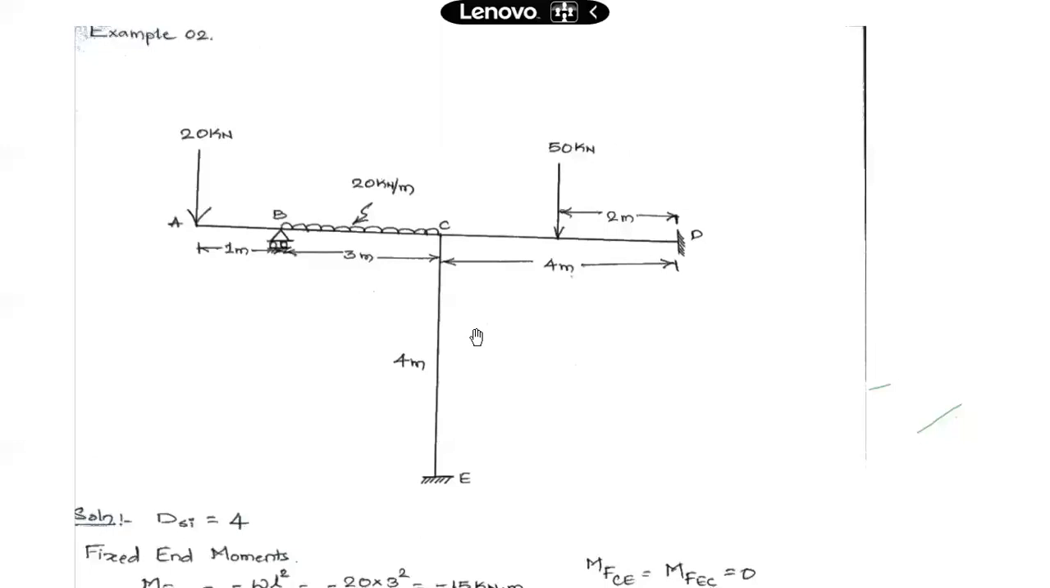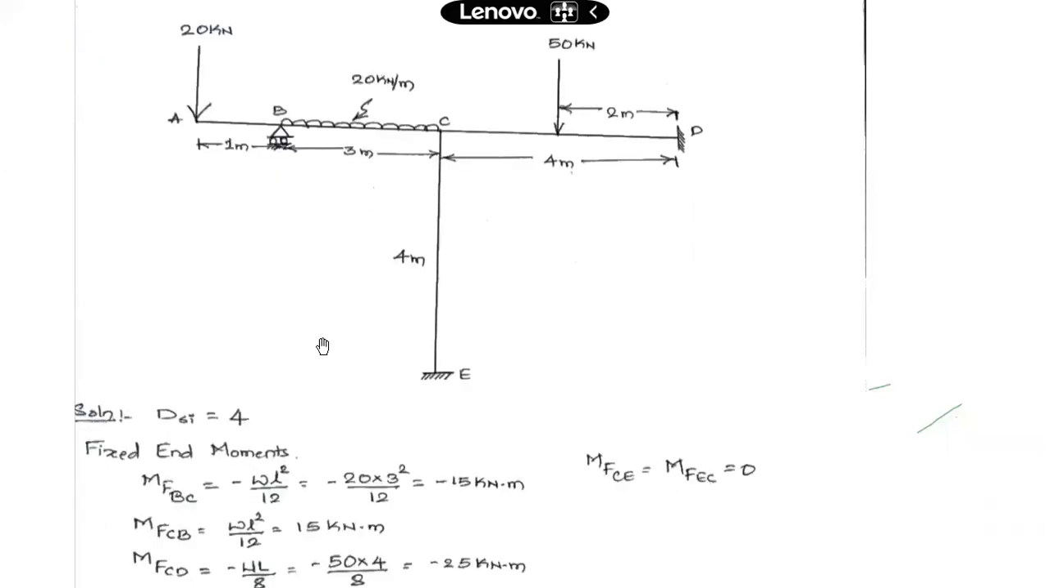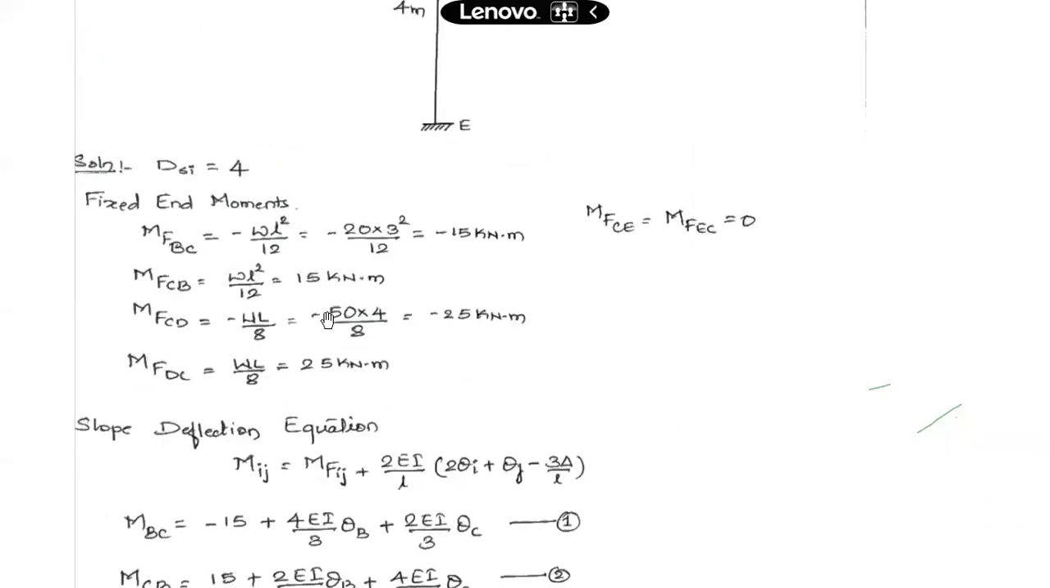To begin, what we have to do here is always start with the fixed end moments. These are the quantities which will come in our slope deflection equation. I have written the slope deflection equation here. Mij at any joint is equal to MFij, the fixed end moment at that joint, plus 2EI by L into 2 times theta i plus theta j minus 3 delta upon L. This is our slope deflection equation.